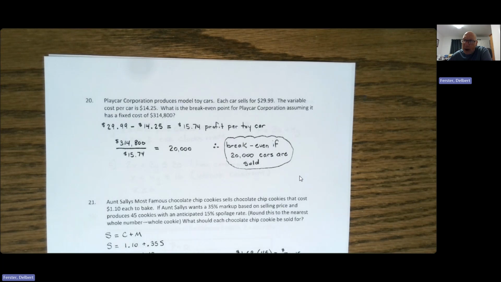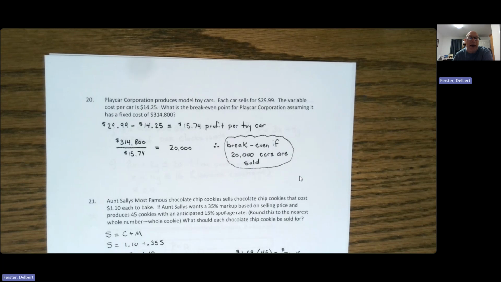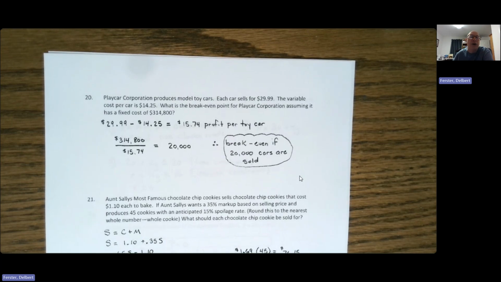For them to break even, they have to offset that fixed cost, which is that large number, $314,800. So we're going to take that $314,800 and divide by the profit per car, which is the $15.74. And we'll find that we'll break even if we sell 20,000 of those toy cars. So find the profit per toy car and divide your fixed cost by that individual profit, and that should tell you how many you have to sell to break even. Should we sell one more car, we make a profit. If we sell one less car than 20,000, we have not broken even, and we would be operating at a loss.